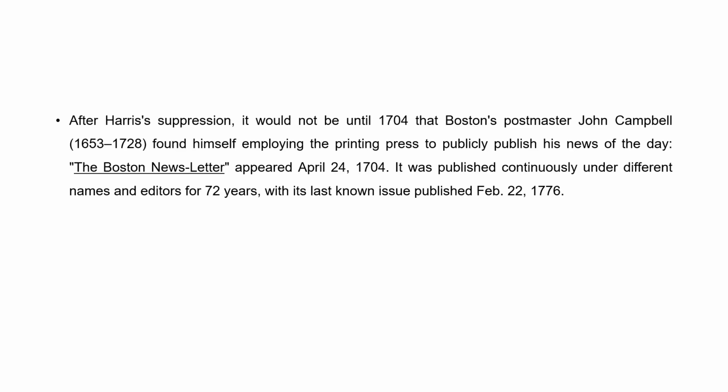After Harris' suppression, it would not be until 1704 that Boston's postmaster, John Campbell, found himself employing the printing press to publicly publish his news of the day. The Boston Newsletter appeared on April 24, 1707. It was published continuously under different names and editors for 72 years, with its last known issue published on 22nd February 1776.